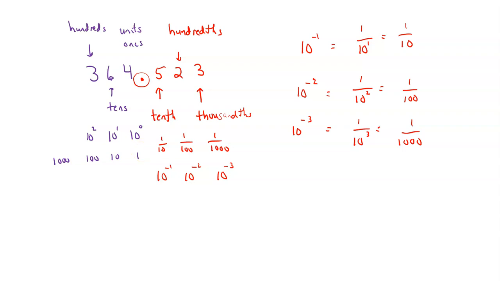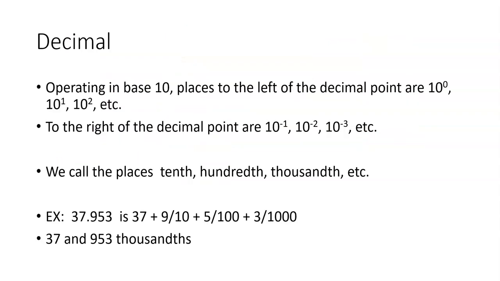All right, what you're really going to focus on is the names of those places. So on the one side, units, tens, hundreds, thousands, those are all wholes. The pieces that are less than 1 are the tenths, hundredths, thousandths, 10,000ths, etc. And so this is just a little information slide, the same thing that I mentioned before. When you read these, right, 37.953, how do you read it? You read it as 37 and 953 thousandths.